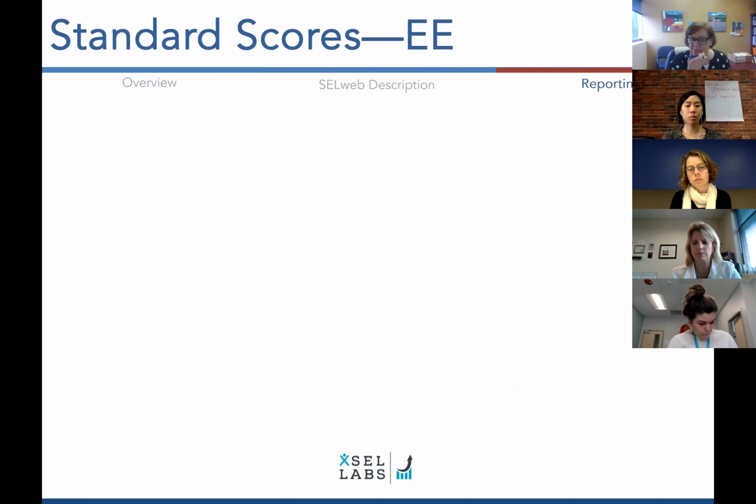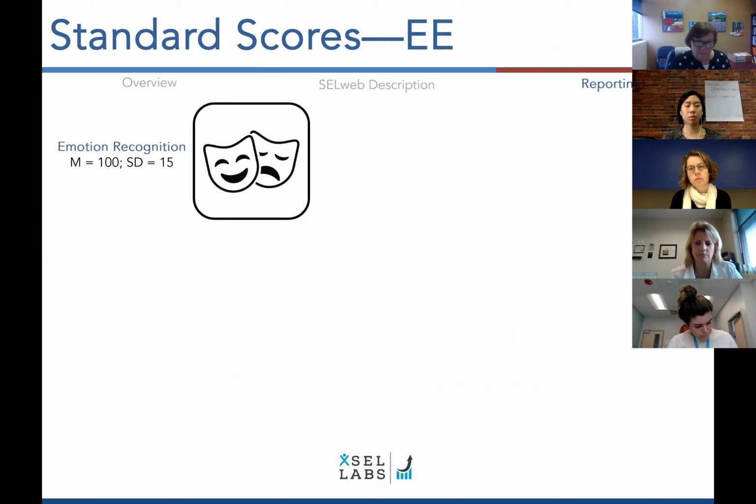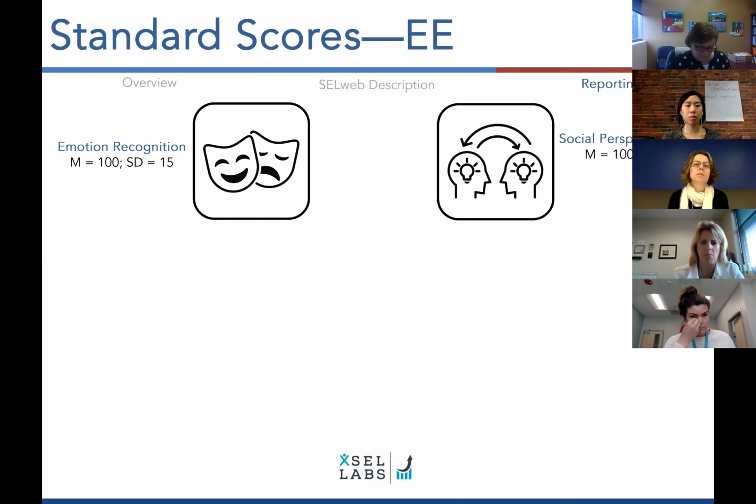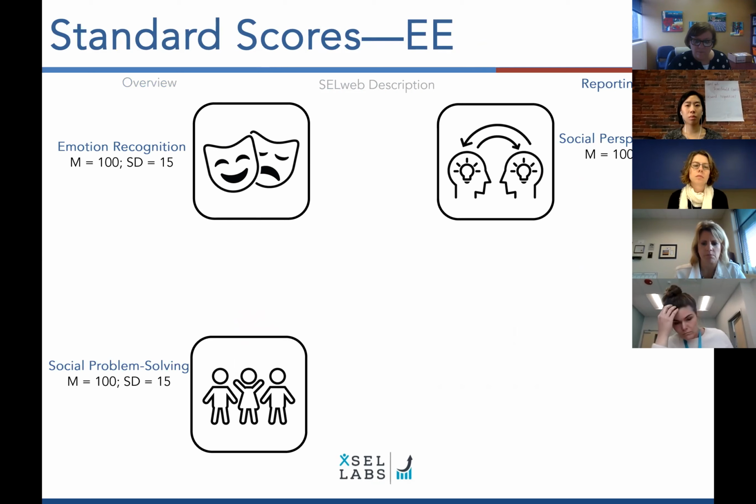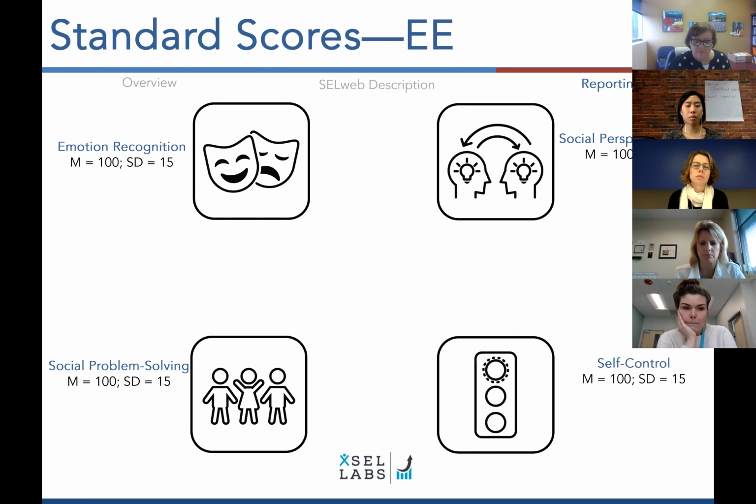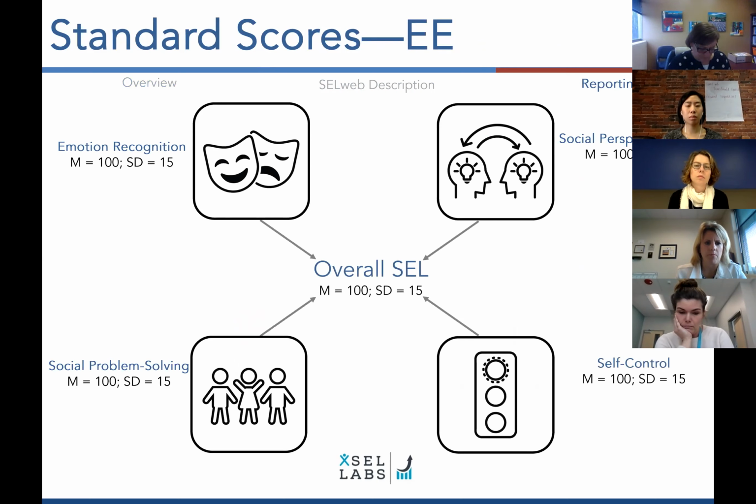SELweb Early Elementary generates 5 scores. One is for emotion recognition, one is for social perspective taking, one is for social problem solving, and one is for self-control. And then there's the 5th score, which is an overall composite, which reflects skill across all of these areas. It's nationally normed, and we've scaled the score so that 100 is average, and the standard deviation is 15. So it's a fairly readily interpretable score. If a child gets 100, it means they scored exactly average for children their age around the country.